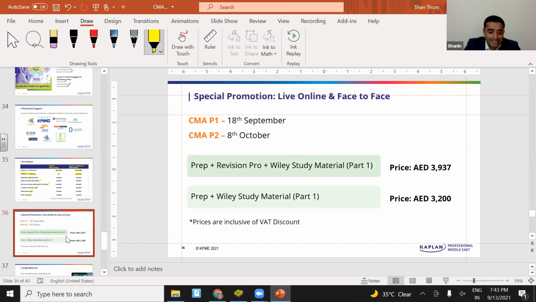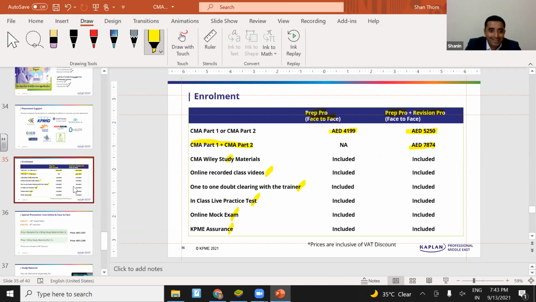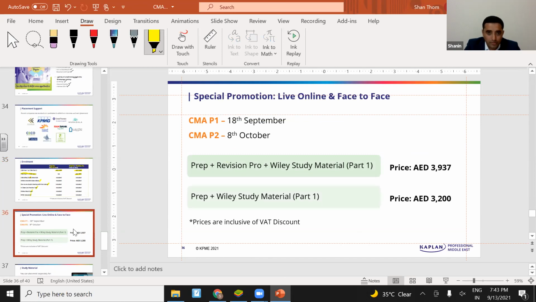Now, this is what we generally charge, but we are now closing a batch soon. So in case you enroll before 18th of September for part 1 or 8th of October for part 2, we have a revised subsidized fees here. So Prep plus Revision plus study materials is 3937. In case you don't want Revision Pro, just preparation and your Wiley study materials, the fees is 3200, and this is inclusive of VAT, right? So inclusive of VAT, the entire fees that you would pay is 3937.